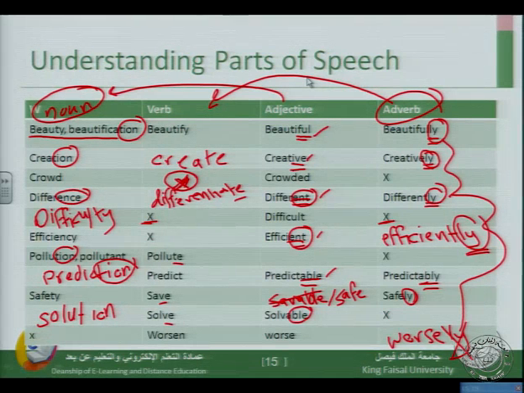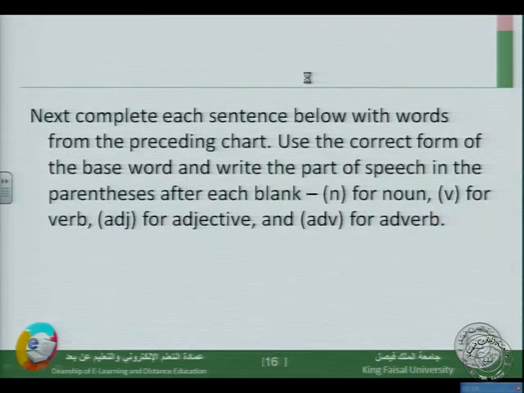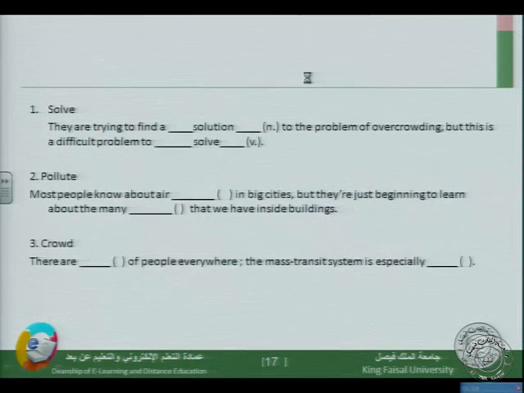As a noun, it ends with a suffix like tion, or ence, like purification, pollution, prediction, solution. So it ends with the suffix tion. So every word that ends with tion is a noun. Okay? Let us do the last exercise here. Next, complete each sentence below with words from the preceding chart, just the previous one. Use the correct form of the base word and write the part of speech in the parentheses after each blank. Noun or N for nouns, V for verbs, adjectives, and adverbs.